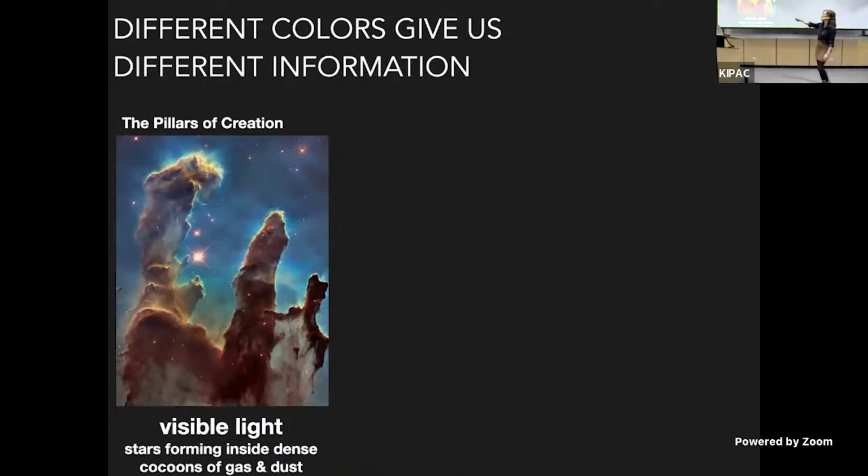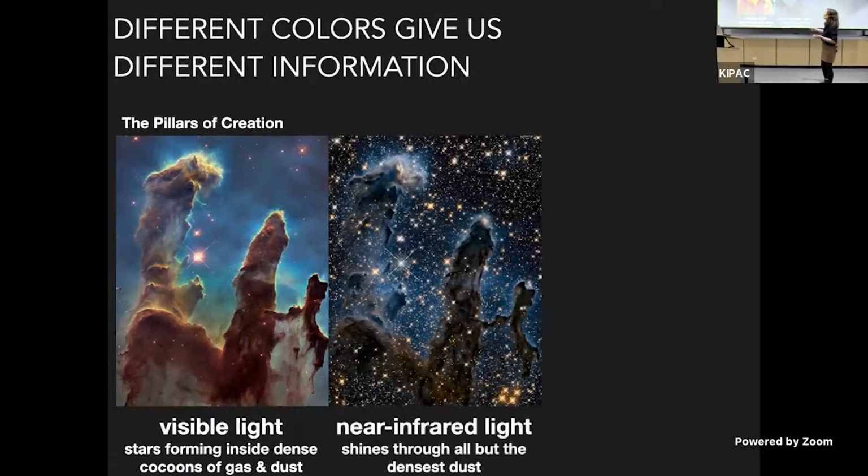So this is a picture of the Pillars of Creation, which is a star-forming nebula. This is a picture in visible light that we get with Hubble. What we're seeing here is fundamentally stars that are forming inside these very dense cocoons of gas and dust that I was telling you about before. You can see a couple of stars here and then these big pillars of gas and dust.